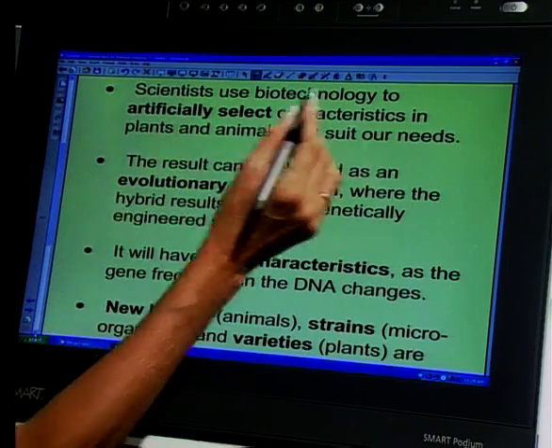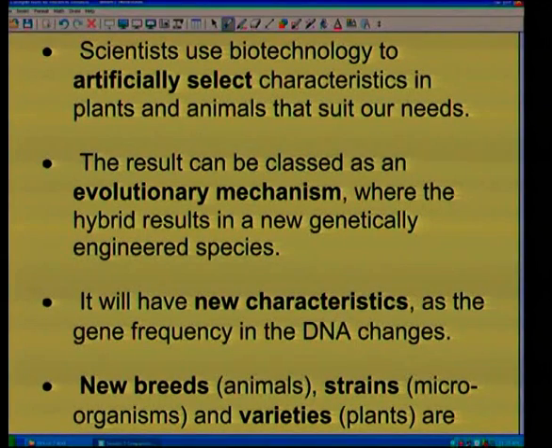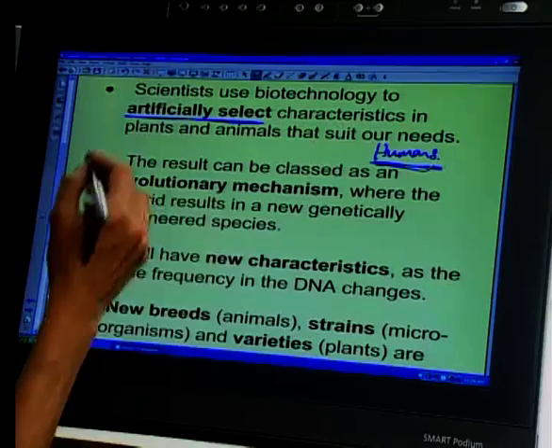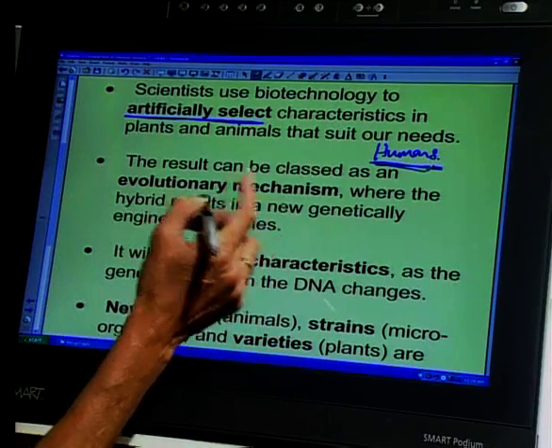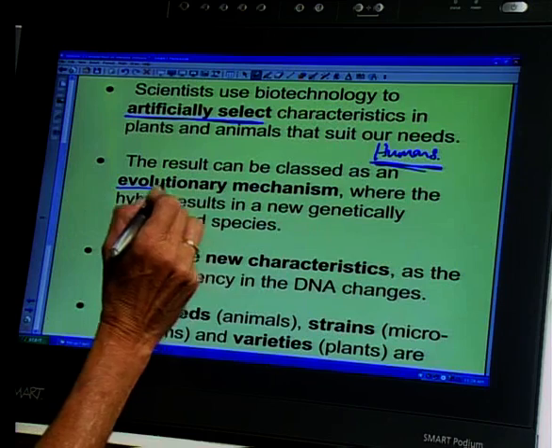So scientists use biotechnology to artificially select characteristics in plants and animals that suit the needs of humans. Because remember, animals can't do biotechnology. They don't have the intelligence to do it. It's us selfish human beings that inhabit this planet. Okay, the result can be classed as an evolutionary mechanism.